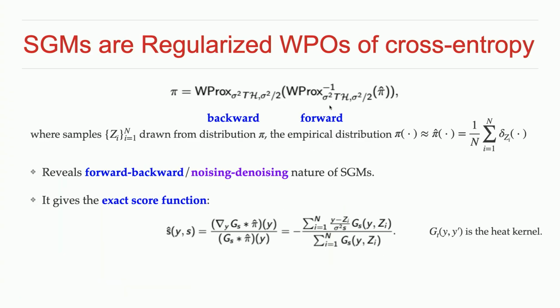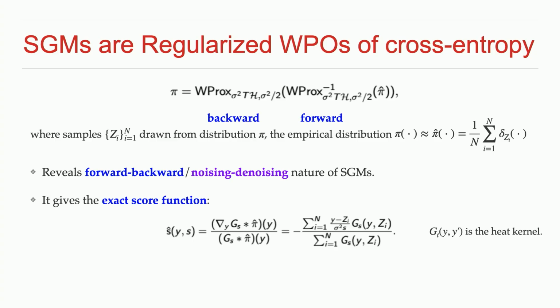Yes. So if we try to write the score-based generative model in a more compact form, I will denote this pi hat as the samples I'm given. We can view this score-based generative model as a forward-backward coupling with this Wasserstein proximal operator, and it actually reveals the noisy and denoising nature of score-based generative models.